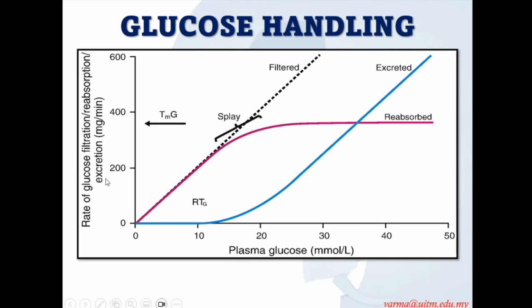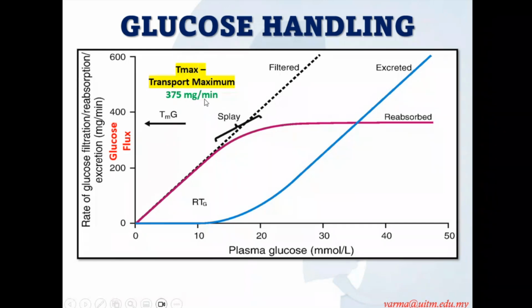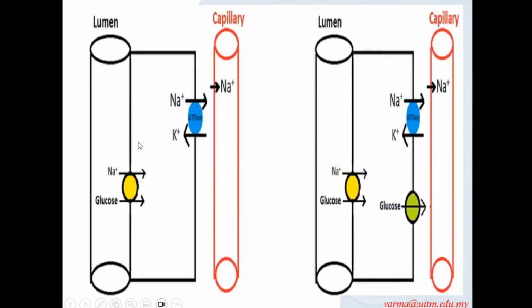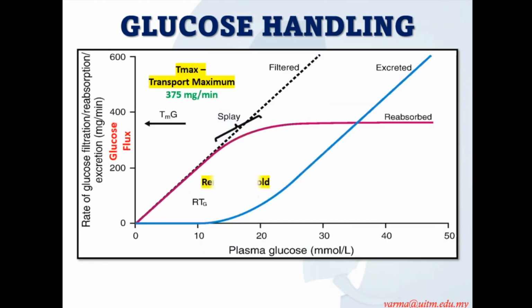So this is the glucose flux, okay? We have something called transport maximum, which is 375 milligram per minute. This is the maximum flux of glucose across the transporters, which is your SGLT1 and your GLUT. Your glucose transporters have a transport maximum, which is their max speed, their max limit. They are saturated beyond that limit. So when your glucose flux is more than 375 milligram per minute, they cannot work anymore. They're saturated, so they cannot reabsorb.